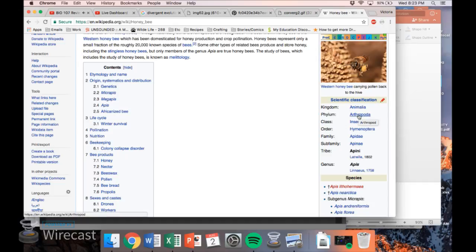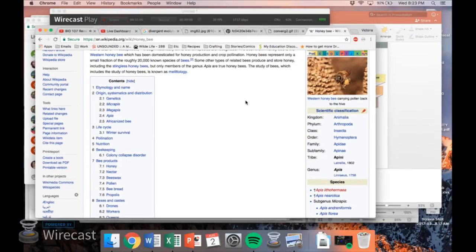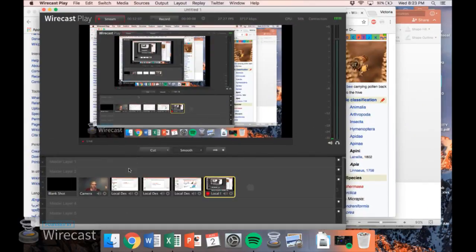And let's see here. I'm trying to figure out if I fully answered that question. The methods for categorizing living organisms according to the three domains. Yeah, I think that's pretty good.